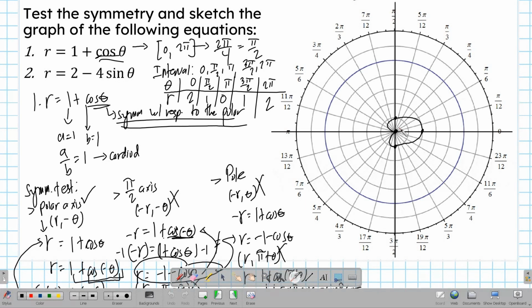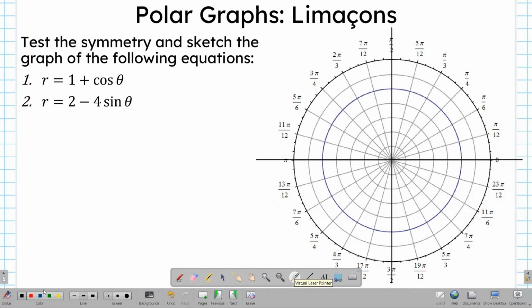Now, try to pause the video and see if you can sketch the graph of number 2: r is equal to 2 minus 4 sine theta. Alright, so assuming that we actually paused the video, let's analyze how we can sketch the graph of r is equal to 2 minus 4 sine theta.